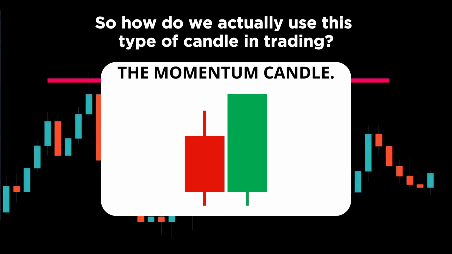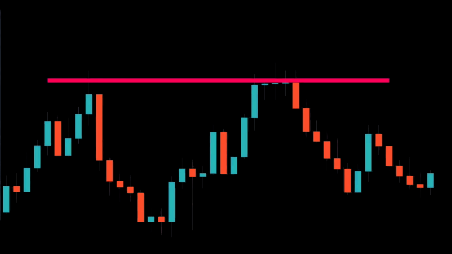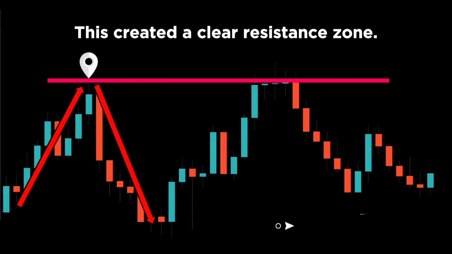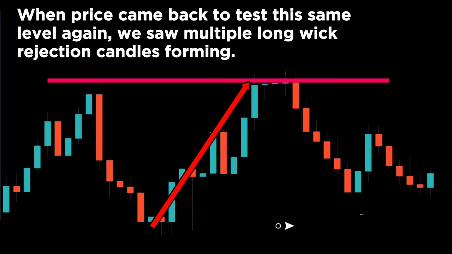So how do we actually use this type of candle in trading? This increase in body size tells us that momentum is building in one clear direction. If you look to the left on the chart, you can see that price previously moved up, touched a key level, and then reversed strongly. This created a clear resistance zone. When price came back to test this same level again, we saw multiple long wick rejection candles forming.